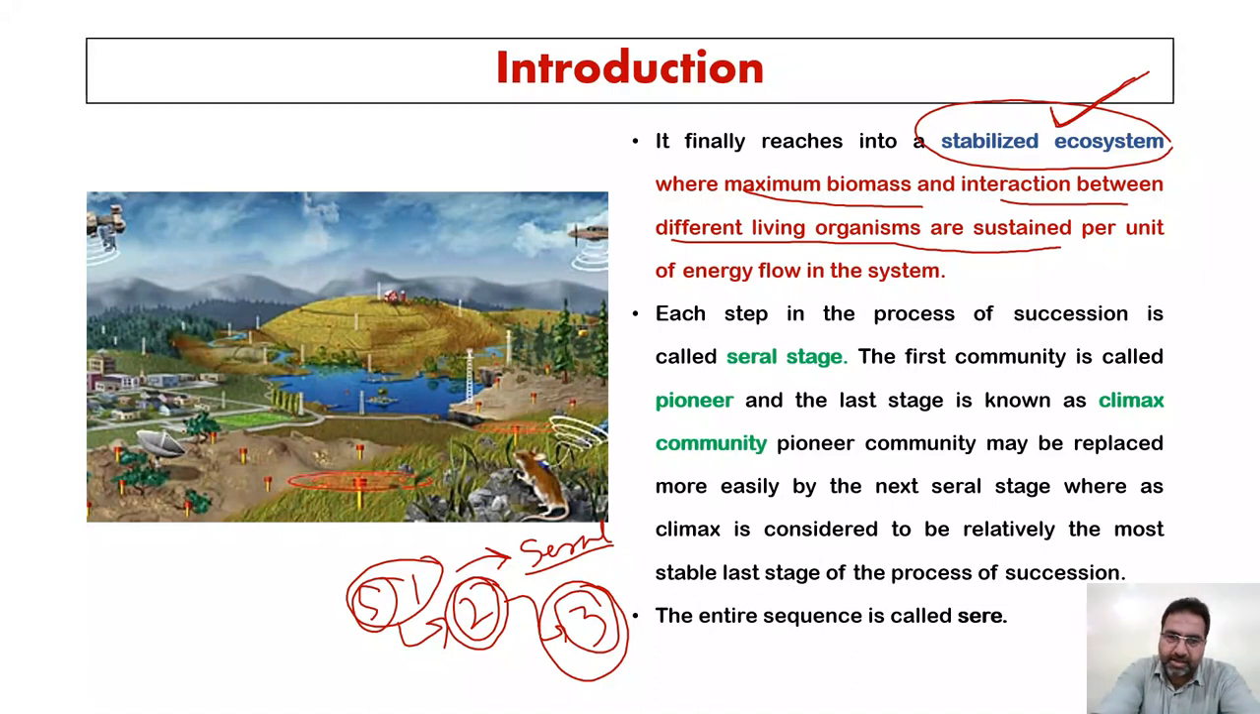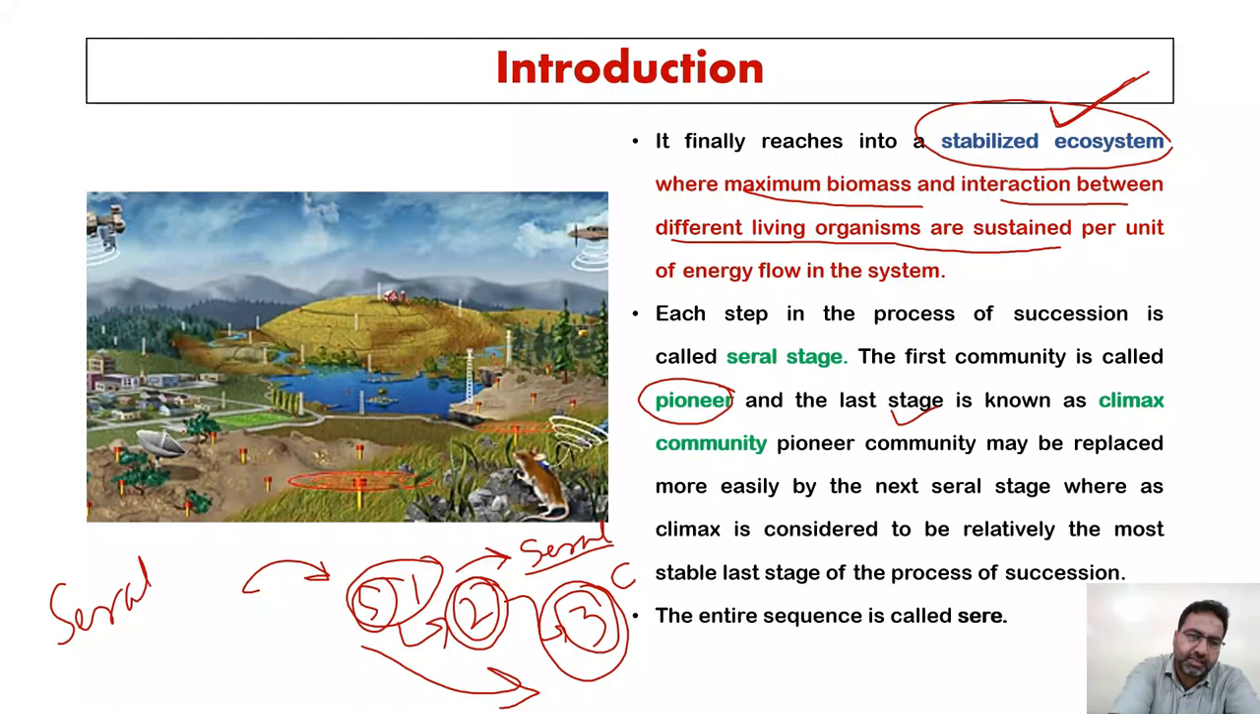The first community is the one which comes first. That is, there was nothing else but the first community which emerges and invades, and we call it the pioneer community. And the last stage, we call it the climax community. So the first stage is called the pioneer community, and the last and stabilized stage is called the climax community. The pioneer community may be replaced by many communities to reach the climax community, and those communities in between the pioneer community and the climax community are called the serial stages.